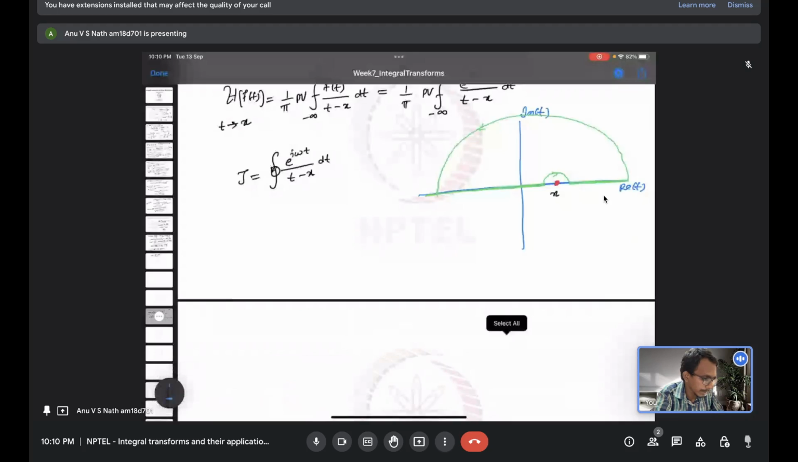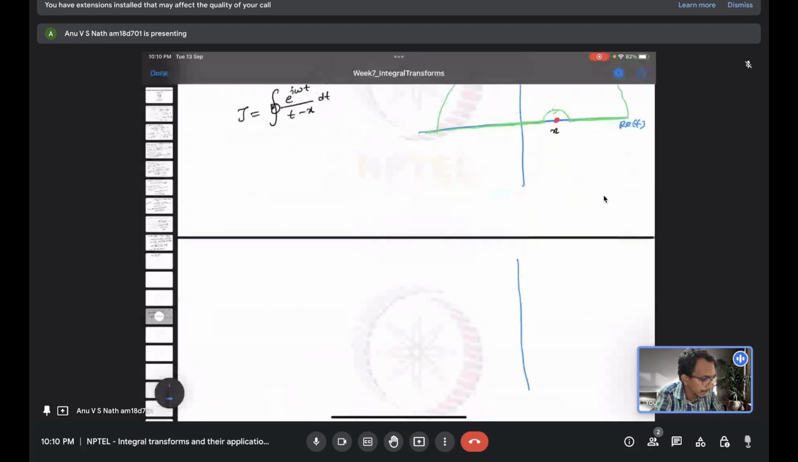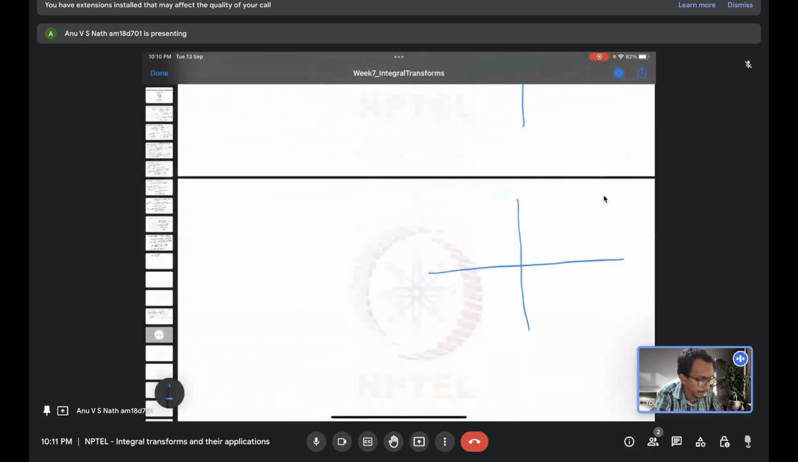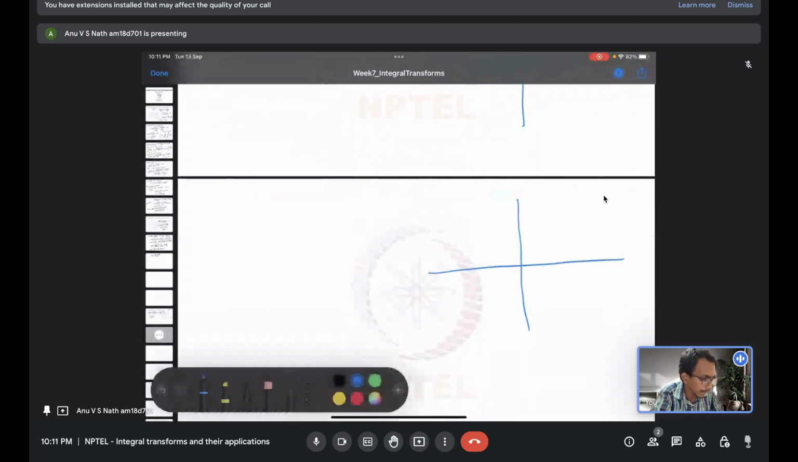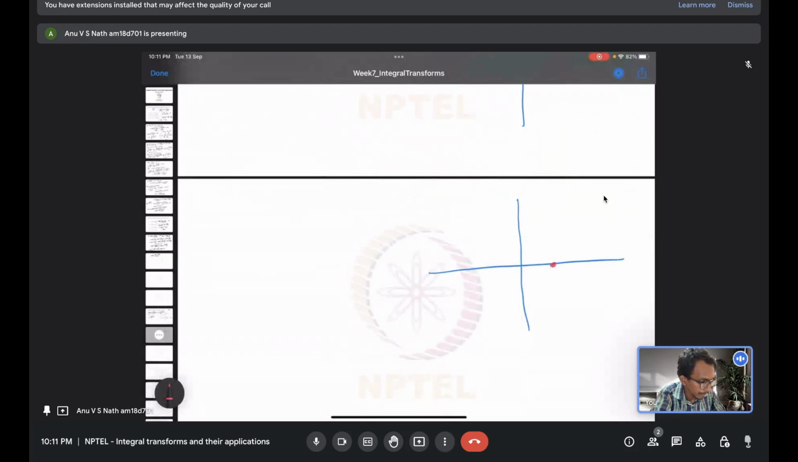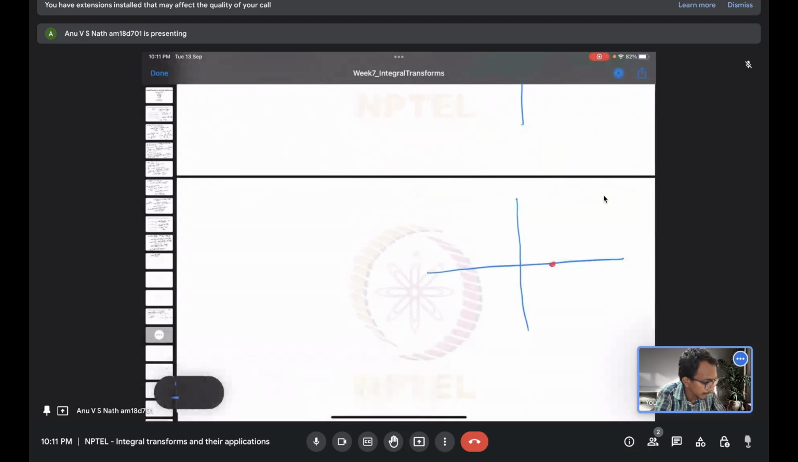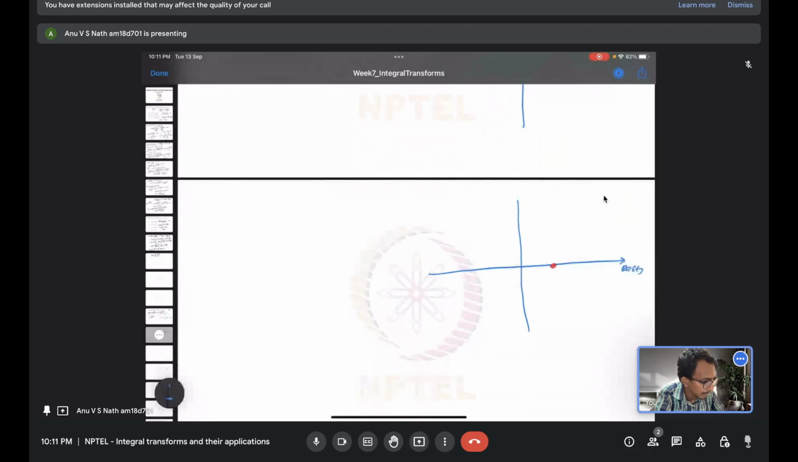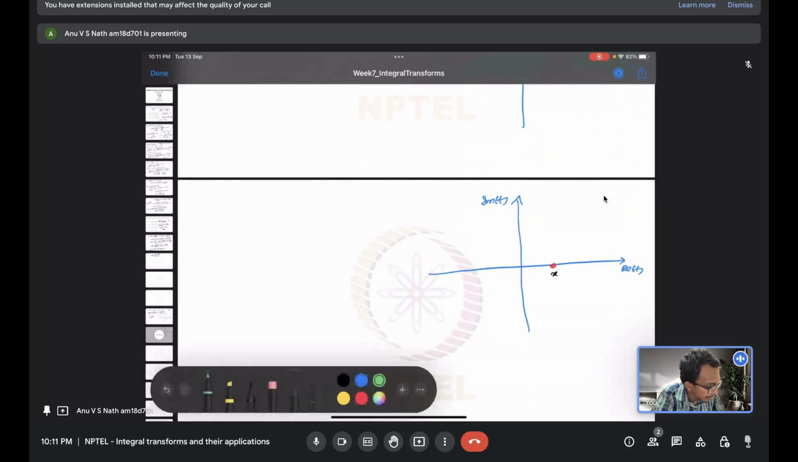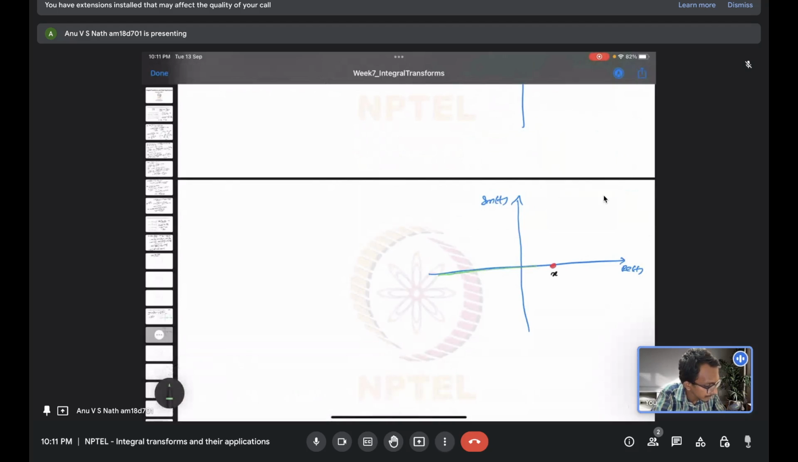Probably because we are running out of time, I may not be able to finish everything, but I will tell how to do this. You can try yourself. So again, x is positive. Look, at t equal to x, you will find a singular point. We need to do the integral over this line, excluding the location at x. See, this works even if x is a negative real number.